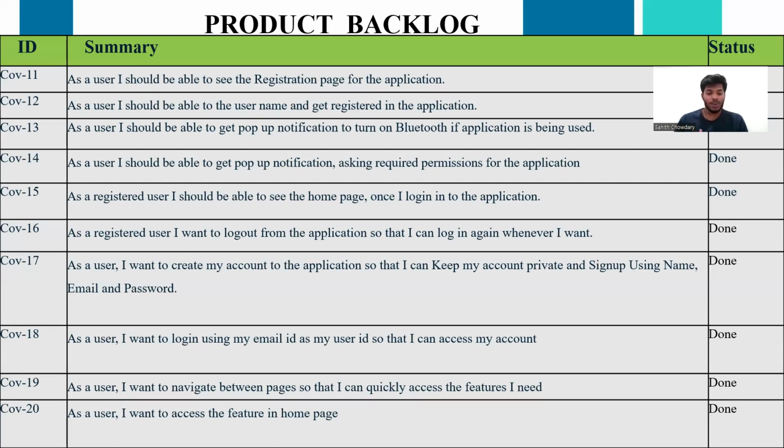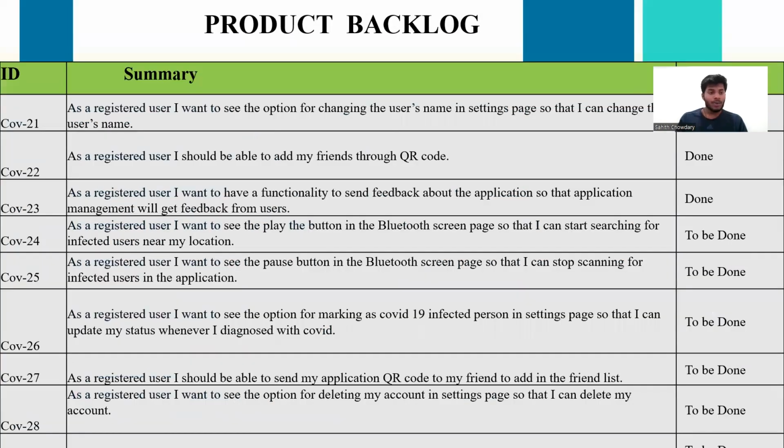And in COV20, the user should be able to access a specific feature from the home page. And COV21 is about changing the username of the user whenever he wants. And COV22 is that the user should be able to add his friends using QR code.